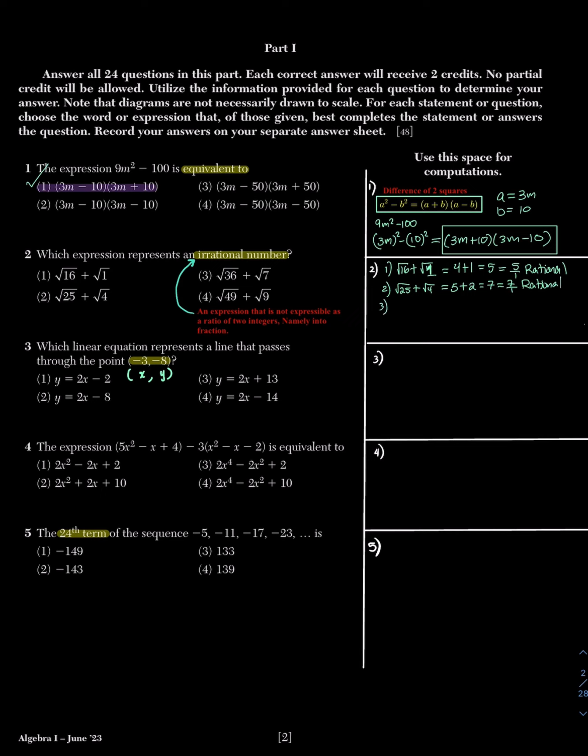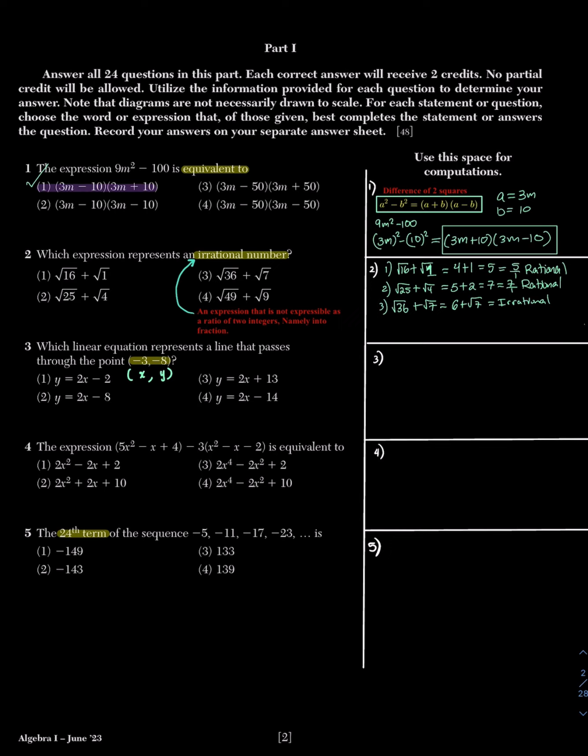Choice 3, on the other hand, is an interesting one, because you have the square root of 36, which is a perfect square, but the square root of 7 is not a perfect square. So this will be reduced to 6 plus the square root of 7. Now, this cannot be simplified further, and therefore it is classified as being irrational, meaning I can't write this term as a fraction at the end of the day once everything is reduced.